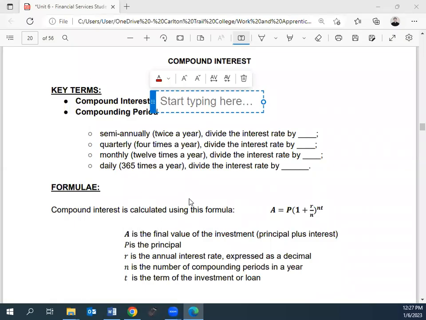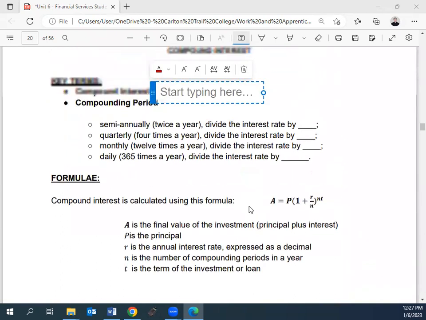Mine's on page 19. Oh, is it on page 19? Oh, it is 19. Sorry. Yeah, page 19.